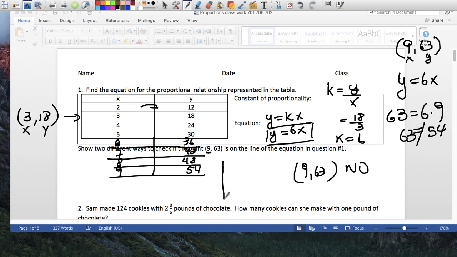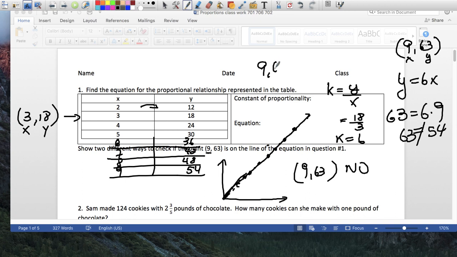So basically that means that if I were to plot these points, 2 and 12, 3 and 18, 4 and 24, 5 and 30, 6 and 36, 7 and 42, 8 and 48, 9 and 54, that'd be a straight line starting at 0. All those points are on top of the line. But the point 9, 63 would not be on top of this line. It might be a point over here. As you can clearly tell, it's not on the line itself. Okay, so that's another way of checking.